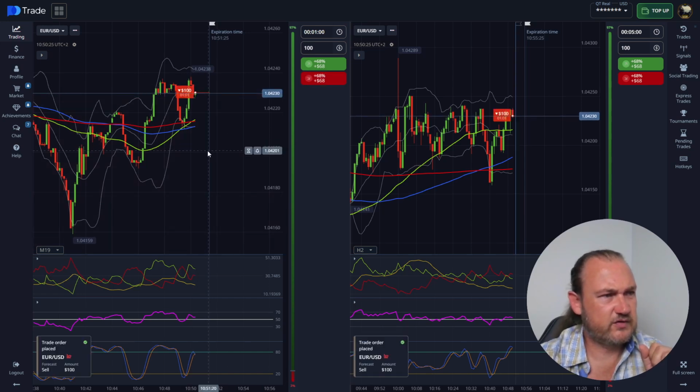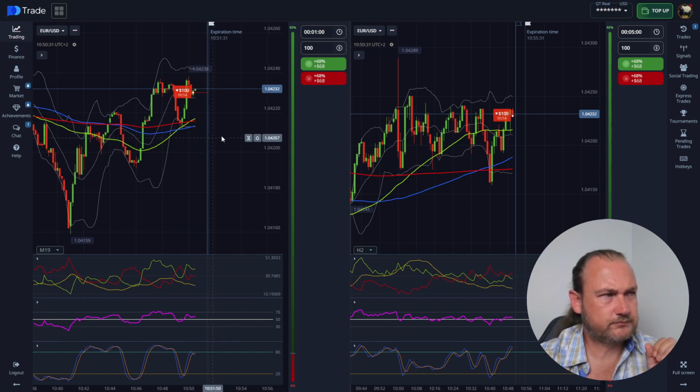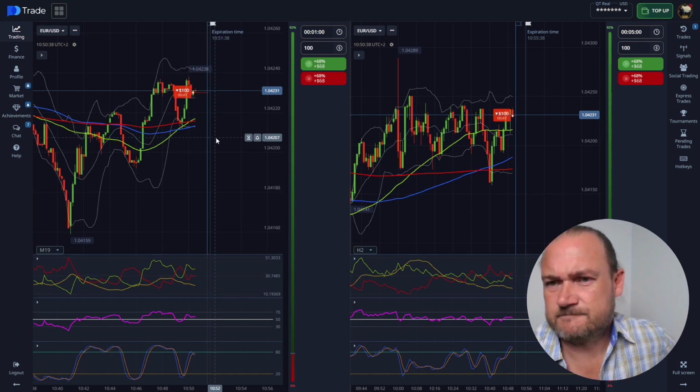Okay, so this is confirmed divergence, bearish divergence on the 10 seconds. So I'm going to take a 1 minute trade here. We'll see how it goes.